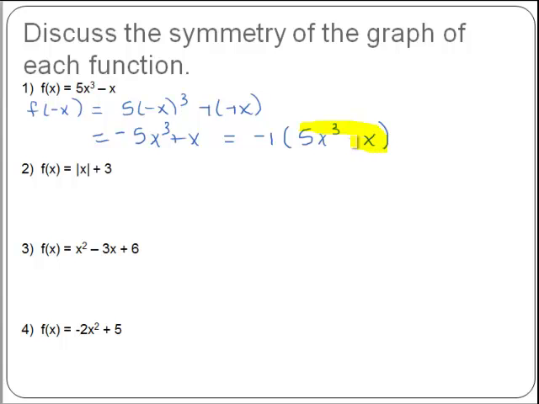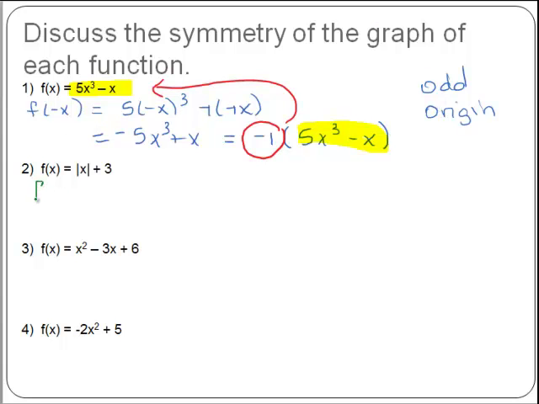Have a look at this. Is this exactly the same as what I started with? It is, and here I have the opposite of that. It's exactly opposite what I started with. If that happens, then I have an odd function, and it is symmetric about the origin. Opposite, odd, origin. The 3 O's. That's a good way to remember.